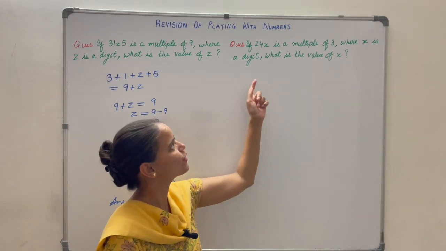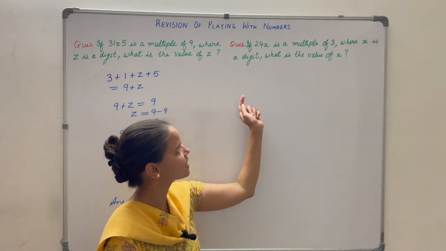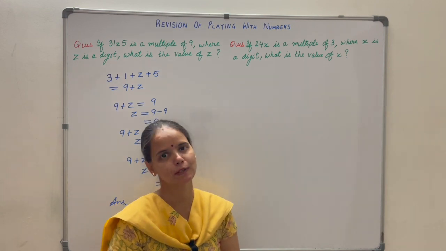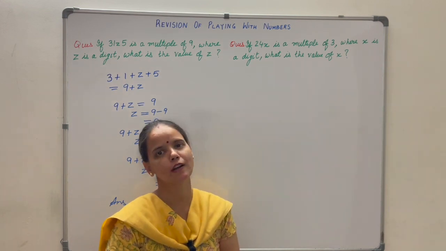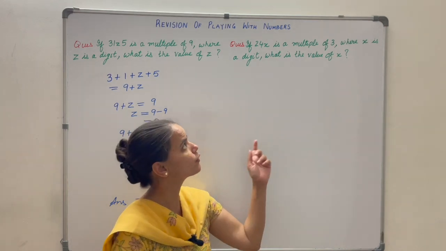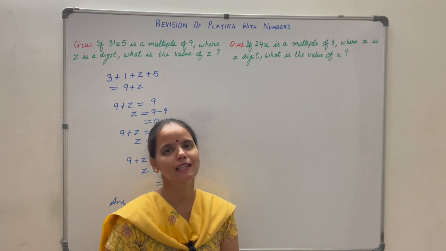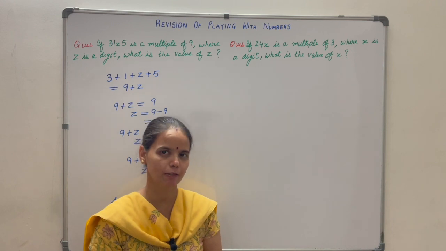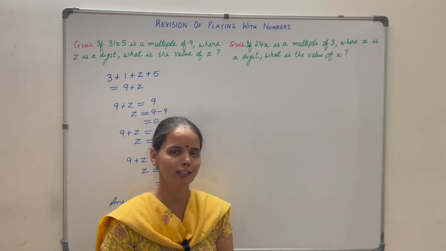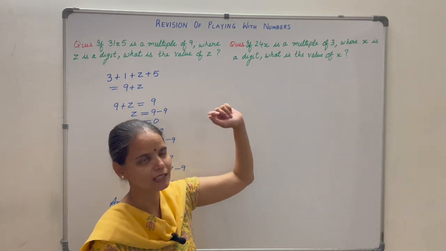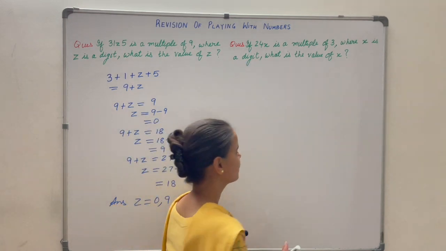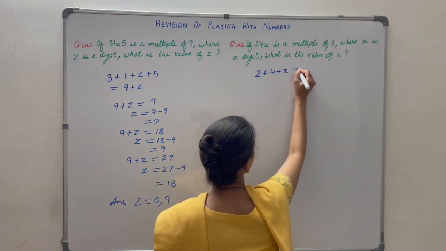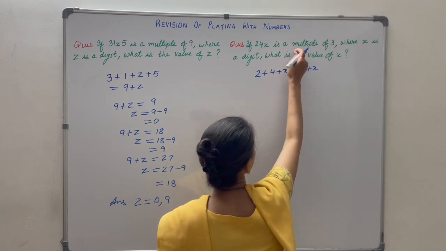Next question. If 24x is a multiple of 3, where x is a digit, what is the value of x? So here in this question, it says that 24x is a multiple of 3, where x is a digit and you need to find out the value of x. When it is said that 24x is a multiple of 3, it means that it is divisible by 3. And the divisibility rule of 3 says that if the sum of the digits is divisible by 3, then the number is said to be divisible by 3. Now let us find out the sum of the digits here. So that is 2 plus 4 plus x. So that is 6 plus x. That is a multiple of 3.